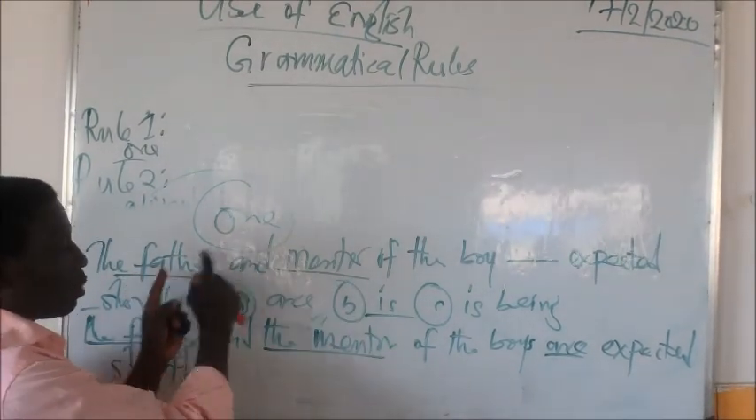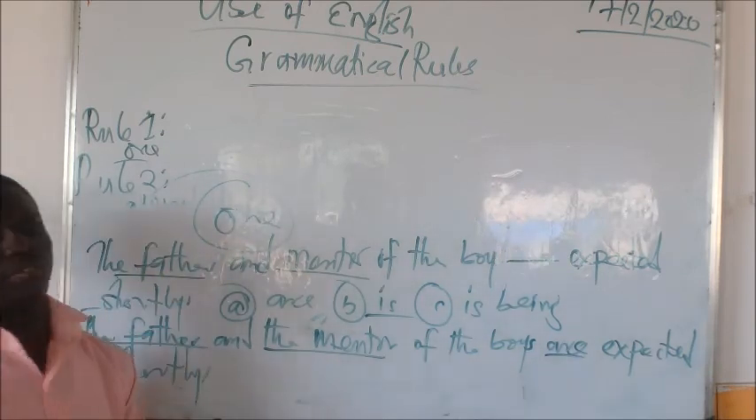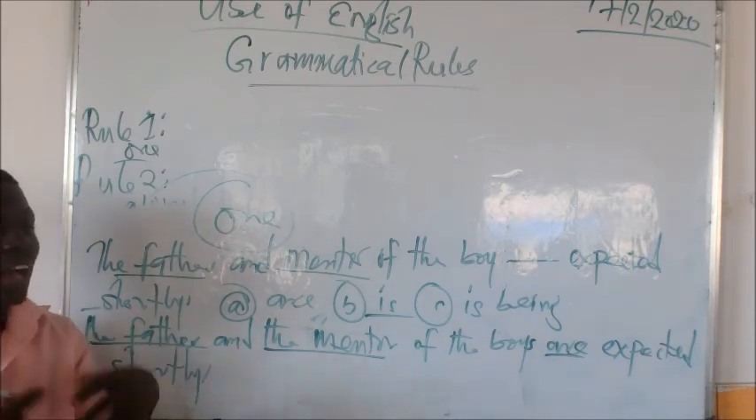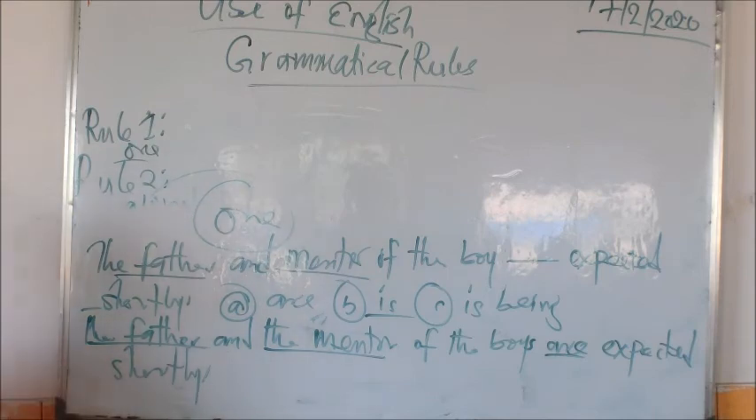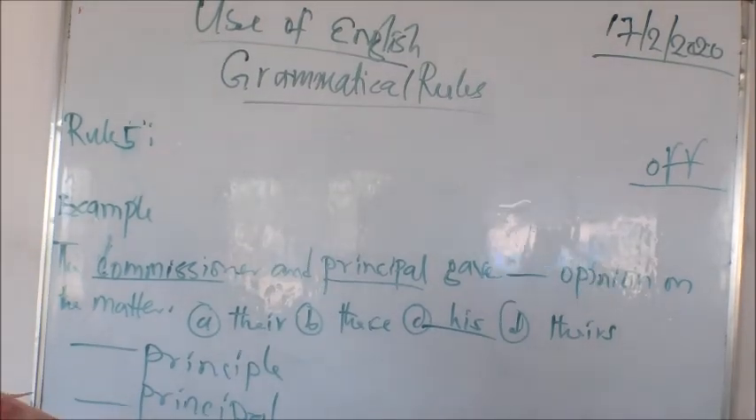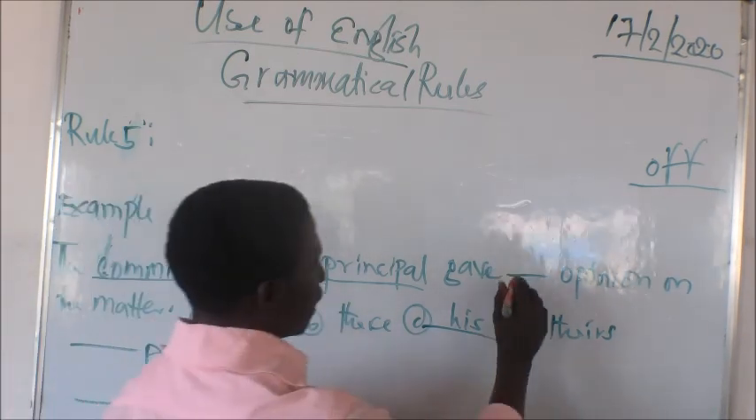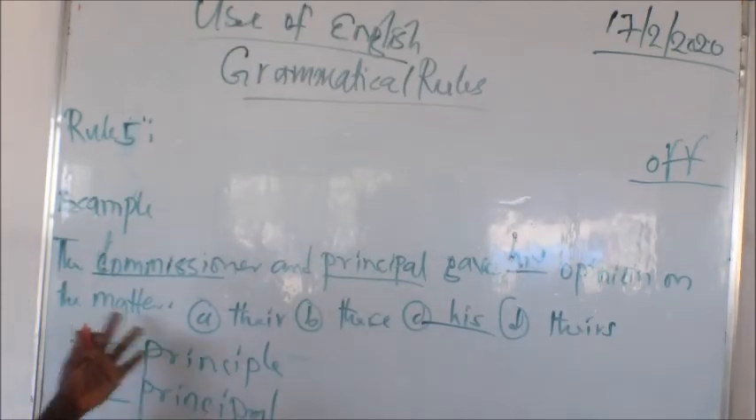But this singular subject and this singular subject are talking of one person. So it means that putting them together gives you a singular subject. Then your verb is singular. Singular subjects connected by a conjunction, describing the same person or thing or topic, the pronoun must be singular. Example, the commission and principle, his opinion on the matter.